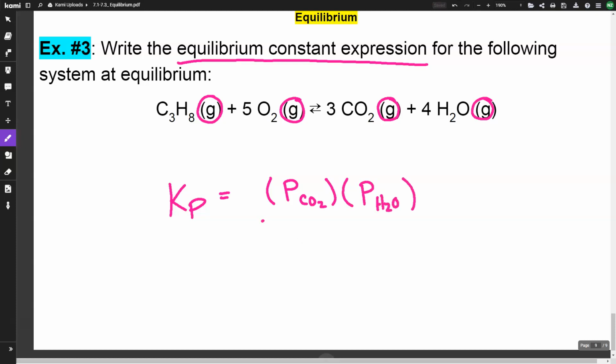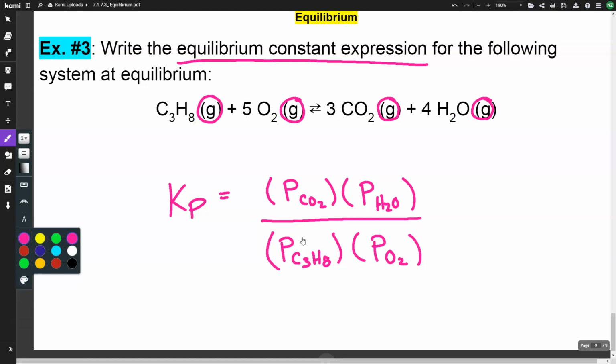I'm going to go back and fill in my exponents when I'm all done, and that's going to be over the pressure of C3H8, and then the pressure of O2. Okay, so I got all those filled in. Now let's go back and let's include our exponents. So on our product side, we have 3 CO2, so that becomes an exponent of 3. We have 4 H2O, so that becomes an exponent of 4. Nothing here, don't need to put a 1. And then we have 5 O2, so that becomes a 5 right there. And that's how we write out our expression.